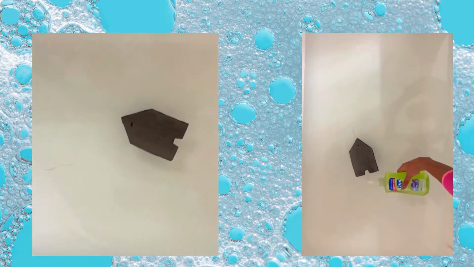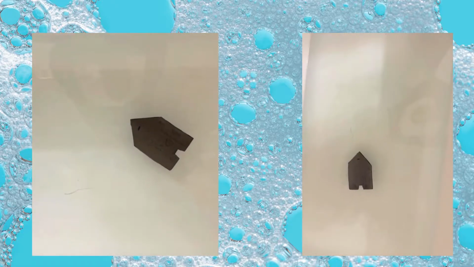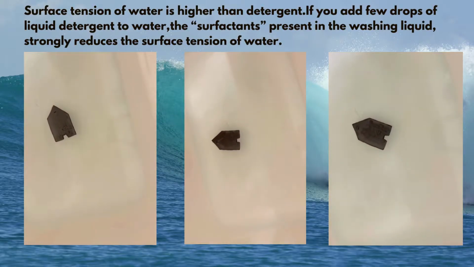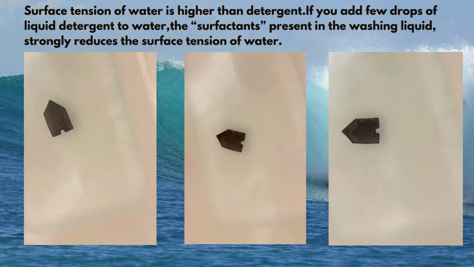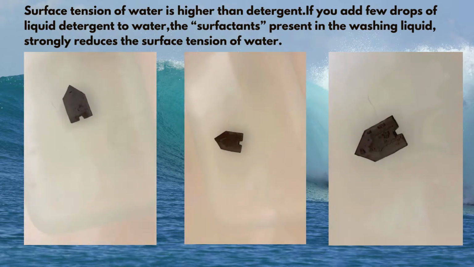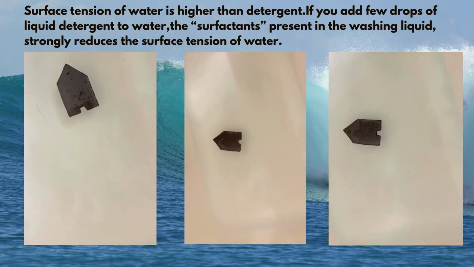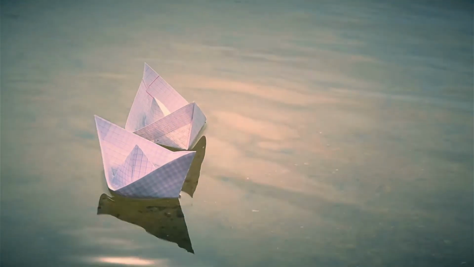Why do you think the boat moved when we placed the detergent at the back of the boat? As you saw in the previous experiment, water has more surface tension than detergent. When the drop of detergent is placed at the back of the boat, the surface tension is reduced at the back, whereas in the front of the boat, water has high surface tension, and it pulls the boat forward.